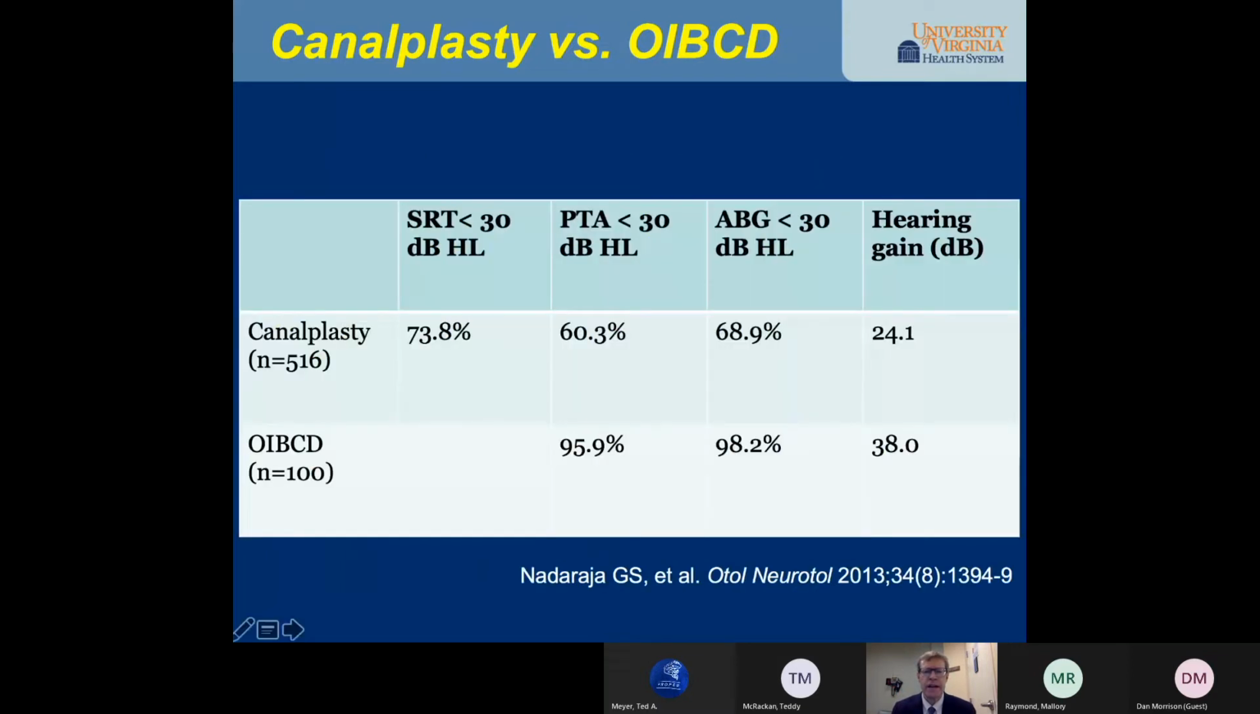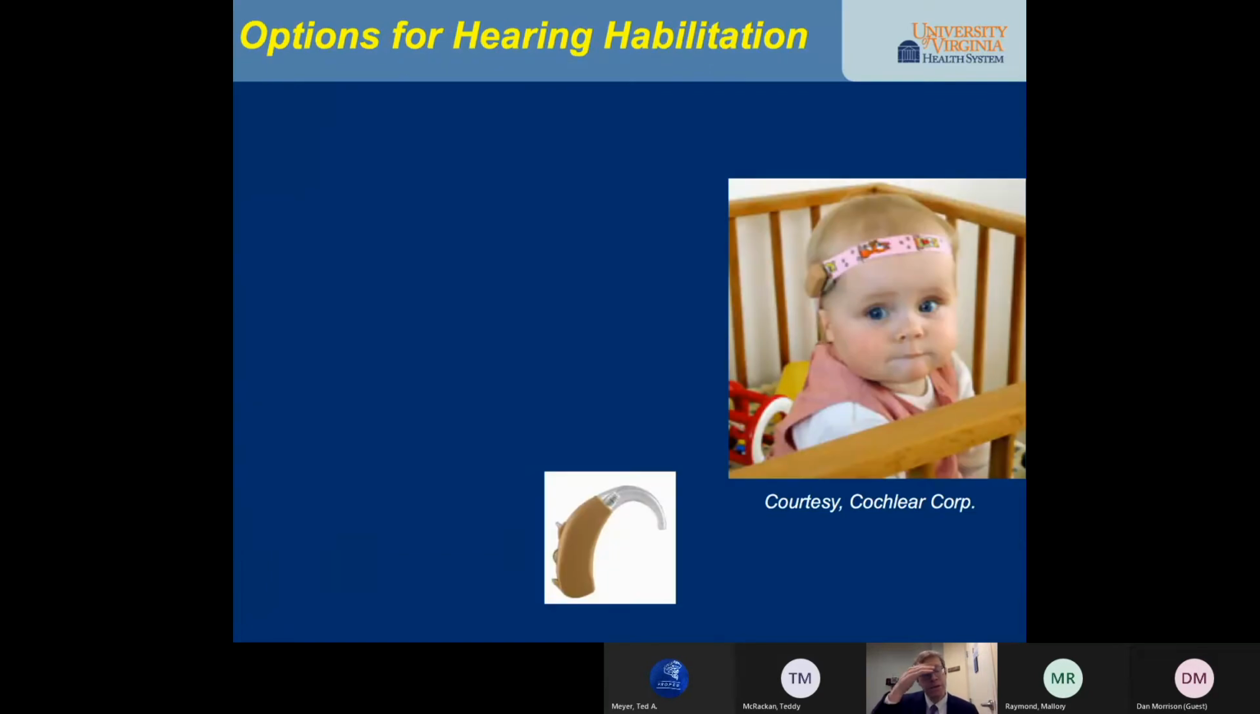Rich Gergel and Nataraja did a nice study almost a decade ago now that showed less hearing gain. Look at the numbers of pure tone average less than 30, only 60% in the canalplasty, 96% in the bone conducting device. I admit they do great, but I think they also have some limitations.